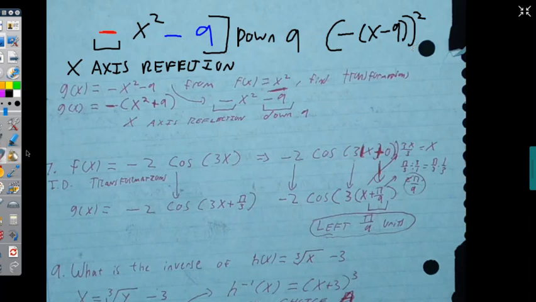So be careful about factoring things out. Once again, you can also do this on Desmos. In Desmos, it's very easy to see. You've taken your standard parabola, reflected it across the x-axis, shifted down 9. The function looks like this.